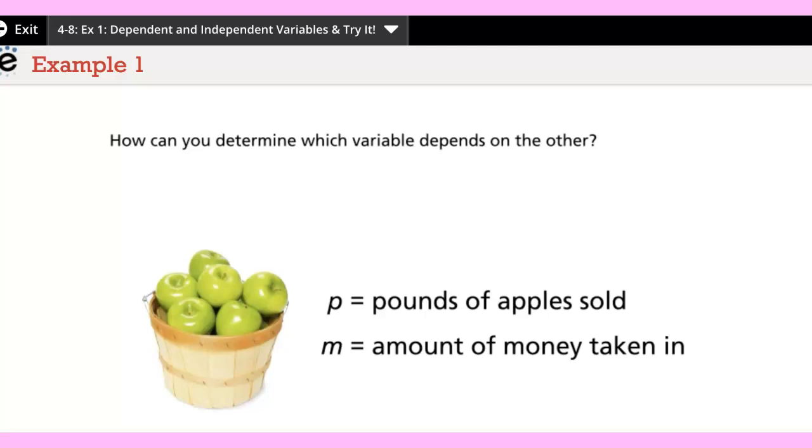All right, so let's pause this. Let's try to answer the question. So, which of P or M is the dependent variable? And why do you think it is? All right, let's get some answers.